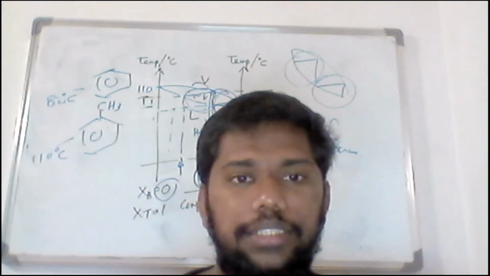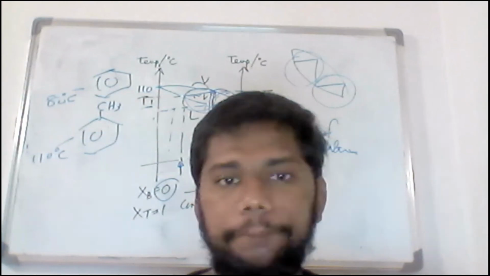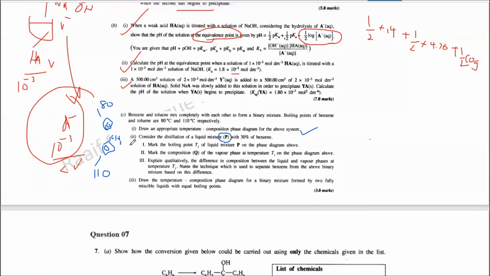Right, so I will share the screen again. So this is done, this is done. Explain qualitatively the difference in composition between the liquid and vapor phases at the temperature T1. Name the technique which is used to separate benzene from the above binary mixture. So the technique was fractional distillation, and explain qualitatively the difference in composition.